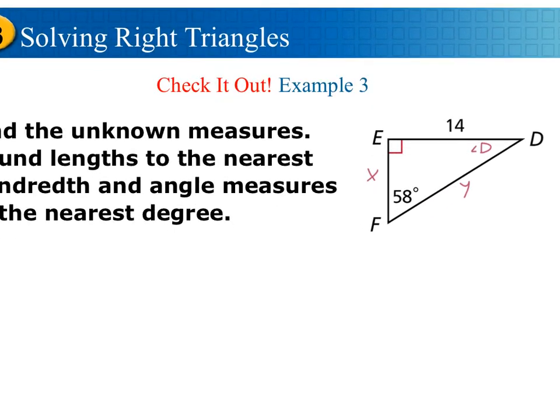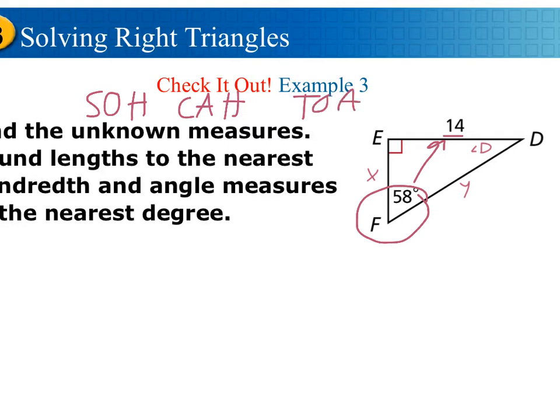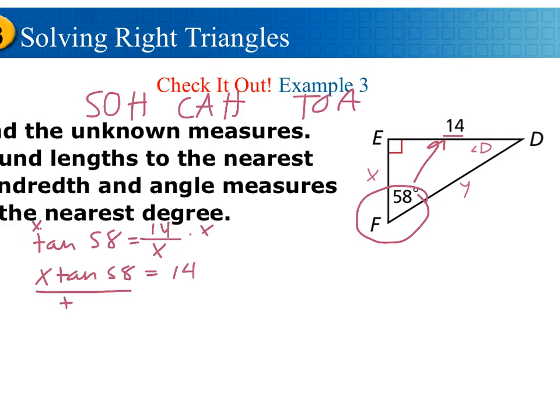Let's find x. We're given angle F is 58 degrees. We're also given that ED is 14. So we're given the opposite, and we're looking for the adjacent. In our SOHCAHTOA, which one involves the opposite and the adjacent? Tangent. So tangent of 58 is equal to the opposite, 14, over the adjacent, which is x. To solve for x, we multiply both sides by x, so we get x times tangent of 58 is equal to 14. Divide by tangent of 58, so x is equal to 14 over tangent of 58. In your calculator, you're going to do 14 divided by the tangent of 58.